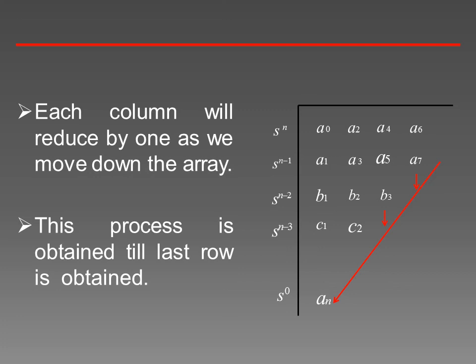So you have to go on like this to calculate the values up to s raised to 0, and finally you will get the last value, that is an, here. So each column will reduce by 1 as we move down the array. Observe here the first two rows have 4 values each, but in the third row there are 3 values, fourth row 2 values. Like this each column will reduce by 1 value as we move down the array, and this process continues till the last row is obtained.